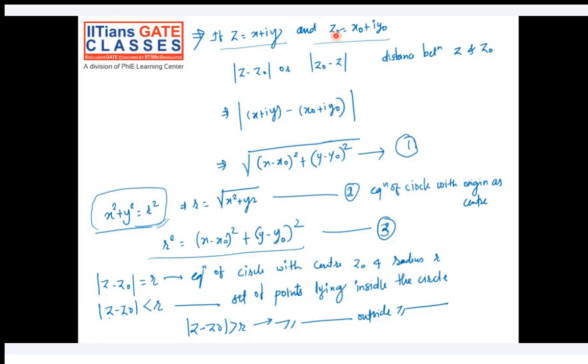So the shortest distance between them, or the straight line distance between these 2 points z and z0, is represented by mod of z minus z0 or mod of z0 minus z. So this is the distance between z and z0 points. You can still represent this as (x + iy) minus (x0 + iy0), because z is x + iy and z0 is x0 + iy0, so you can write it like this.